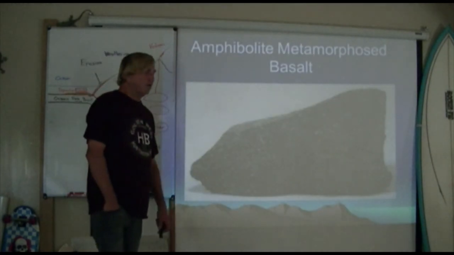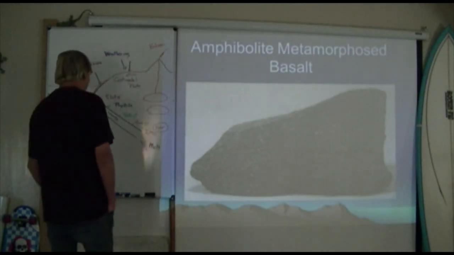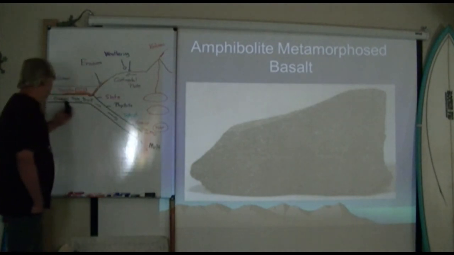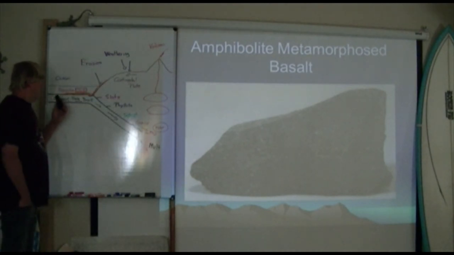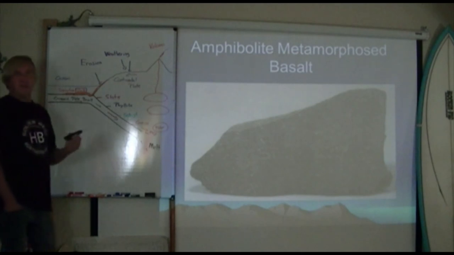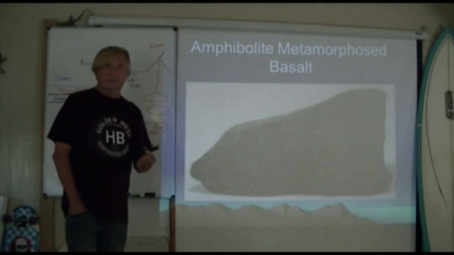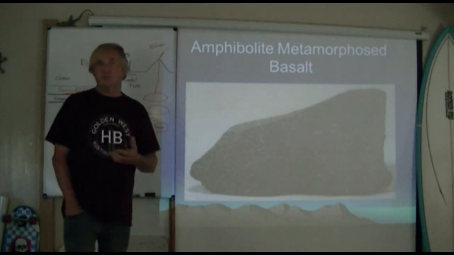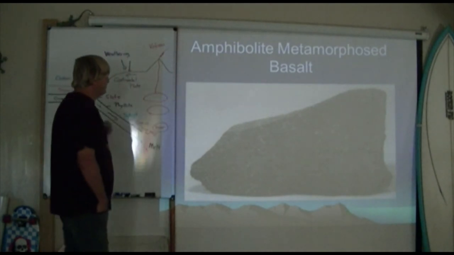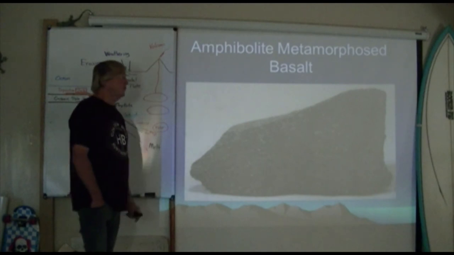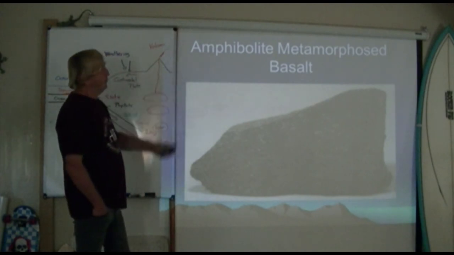There's an interesting rock called basalt. Basalt is an igneous rock. We find this on oceanic plates. Basalt has an aphanitic texture, no visible minerals in it. Sometimes it can be vesicular, have air holes in it. If you take a basalt and you metamorphose it, it turns into a metamorphic rock called amphibolite.